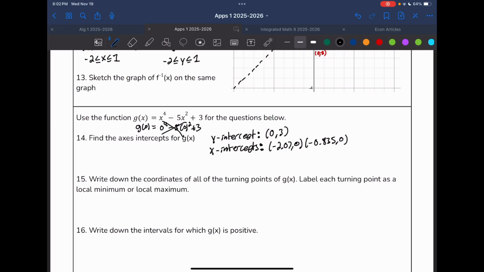And here I'm going to use symmetry. I'm going to say that the other two are the positive versions of that. You can verify that using the calculator if you would like. This is a symmetric function.